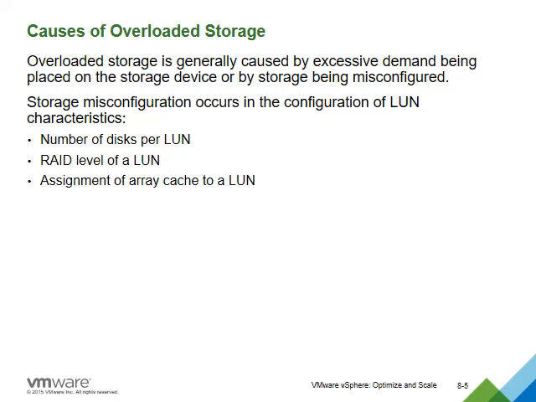Misconfiguration can occur in the configuration of the LUN characteristics. These are other examples. I've seen the jumbo frame one, but you can have the number of discs per LUN. So maybe we need to have more discs on that LUN to give it better IOPS. The RAID level of a LUN, the assignment of array cache to a LUN. So a lot of these you have to look more into your storage vendor, what vendor you're using, what type of storage, what can we do to fix overloaded storage.